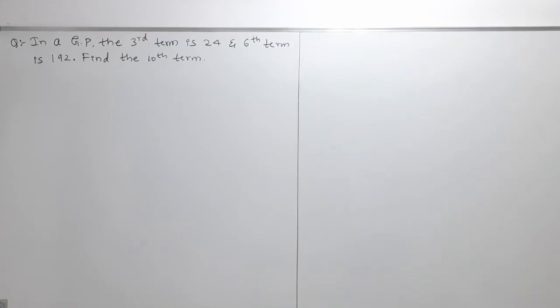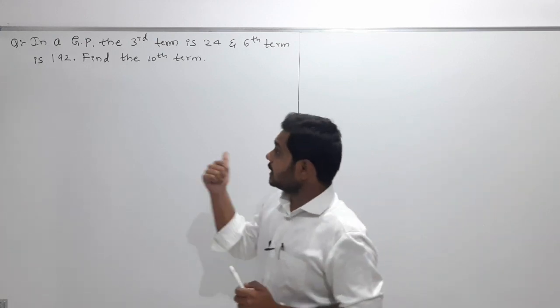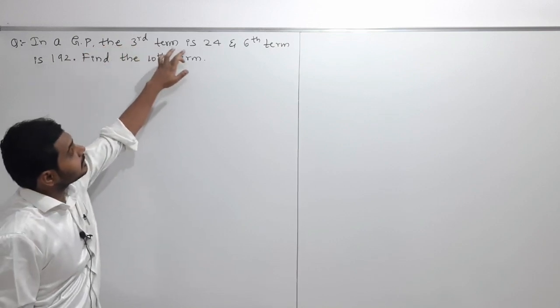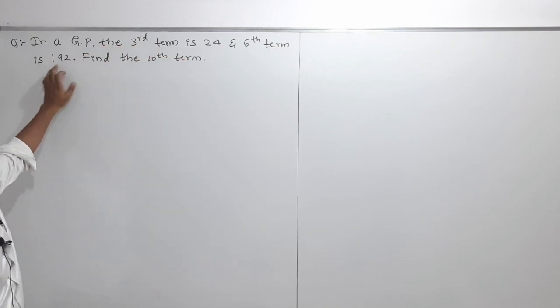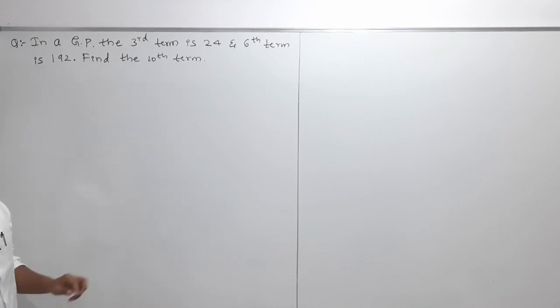Yes. Now the next question is, write down the question, my dear students. Here it is: in a GP, the third term is 24 and the sixth term is 192. Find the 10th term. So we'll discuss this question.